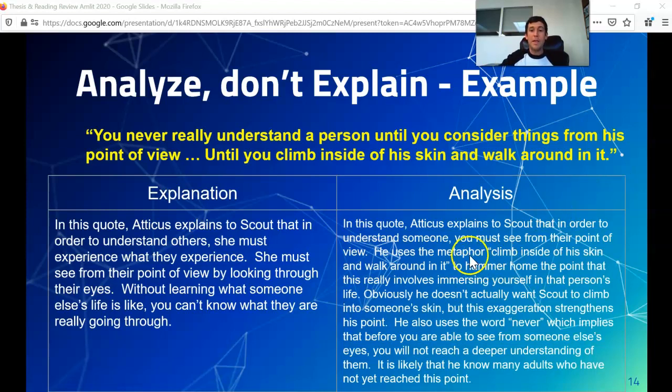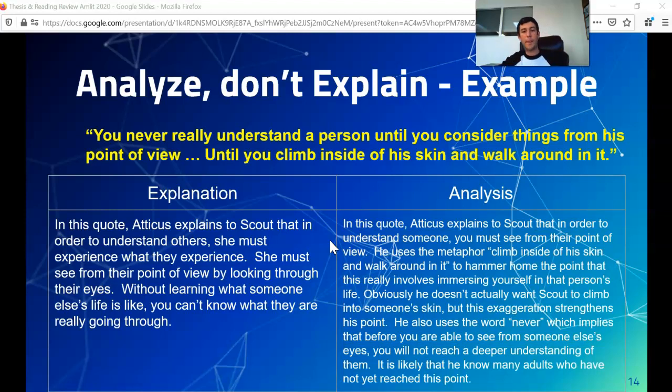Here on the left, you can see this is just really explaining the quote. In this quote, Atticus explains to Scout that in order to understand others, she must experience what they experience. She must see from their point of view by looking through their eyes. Without learning what someone else's life is like, you can't know what they're really going through. So from reading that, I can tell that you understand the quote, but you're not close reading it yet. You're not talking about the words the author used. You're not talking about how this has meaning and significance.